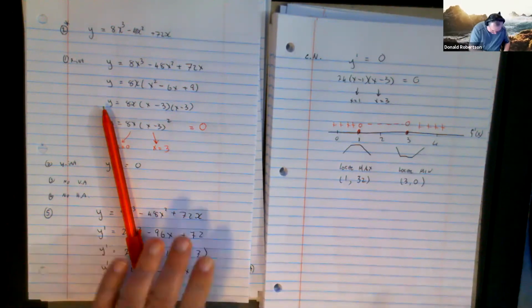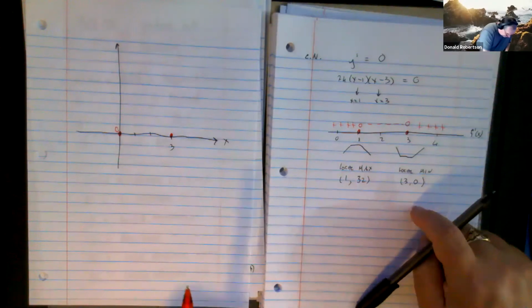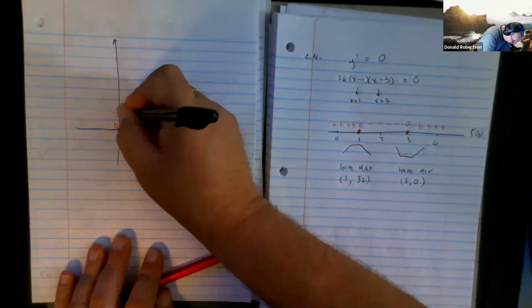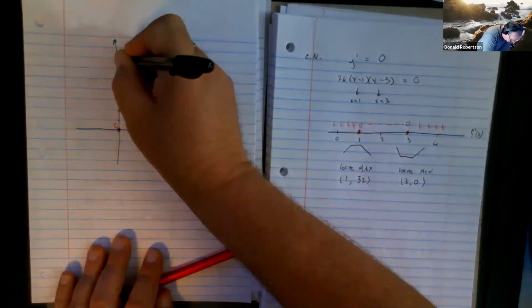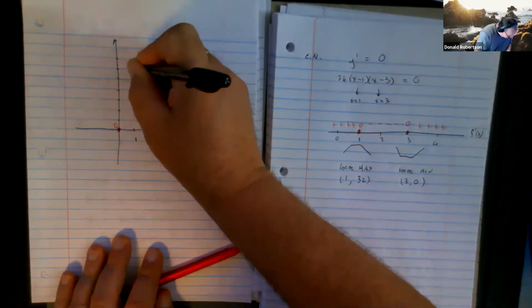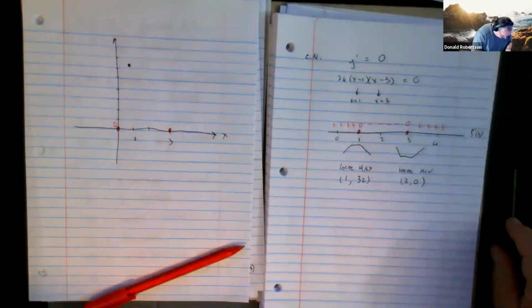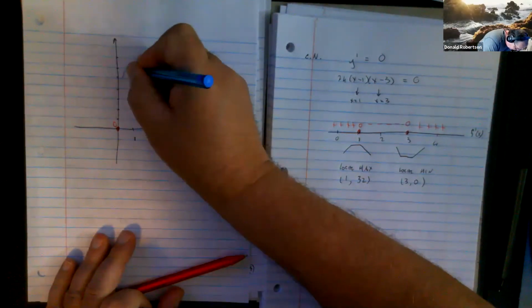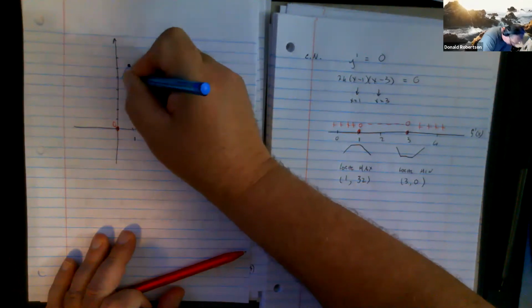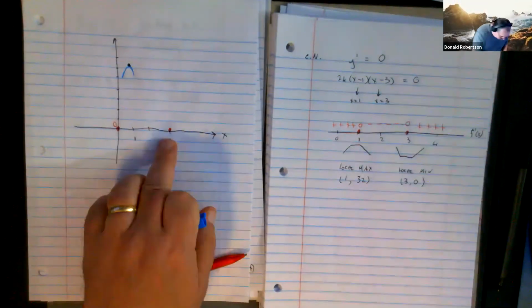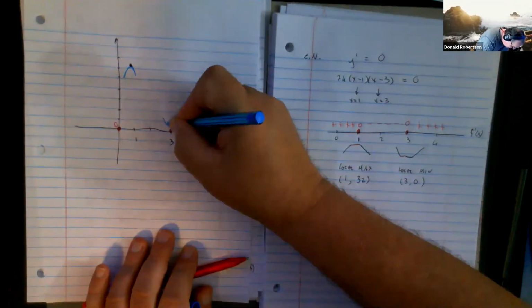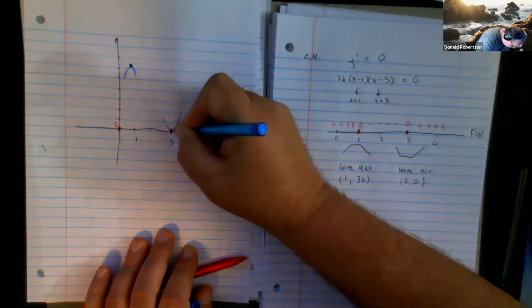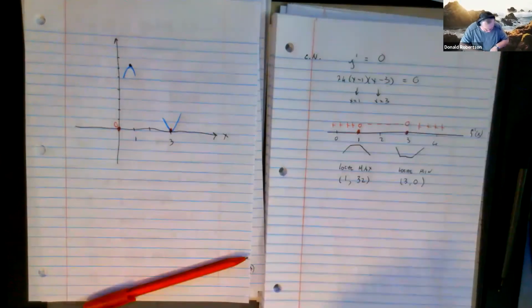So what does my picture begin to look like now? Well, at the point 1 comma 32, 5, 10, 15, 20, 25, 30, 35, somewhere about here, there is a local max, something like this. At 3 comma 0, there is a local min.